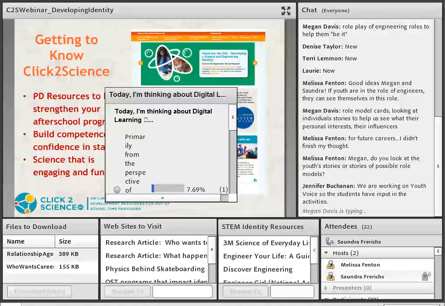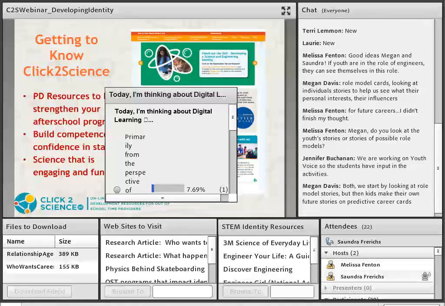So it looks like we've got a lot of people who are viewing this from both perspectives of someone who works with youth and someone who works with staff. That's not too surprising because a lot of us wear multiple hats when we work in after-school programs. But it does look like that perspective of working with staff is probably dominant today. So we'll try to keep that in mind as we're talking.